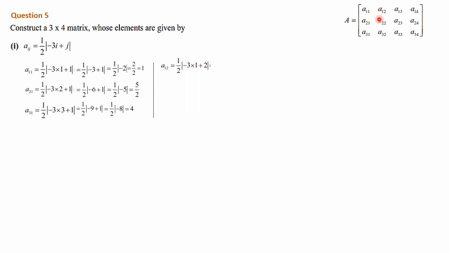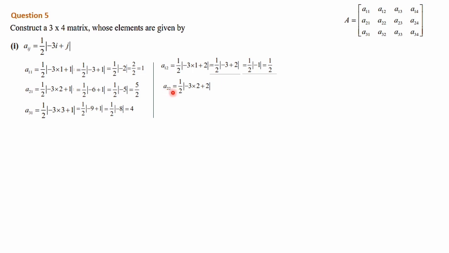Next is A12. This is the value we are calculating. A12 is equal to 1 by 2 into modulus of, i is 1, j is 2, minus 3 into 1 plus 2. Minus 3 into 1 is minus 3 plus 2. So 1 by 2 into modulus of minus 3 plus 2. Minus 3 plus 2 is minus 1. 1 by 2 into modulus of minus 1. Modulus of minus 1 is plus 1. So 1 divided by 2.